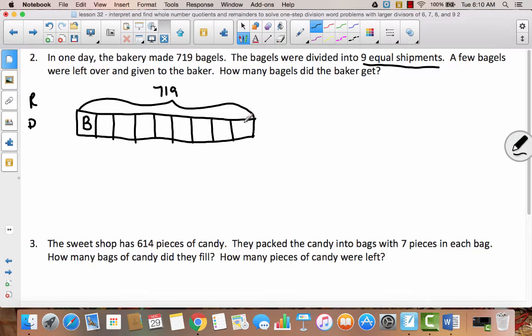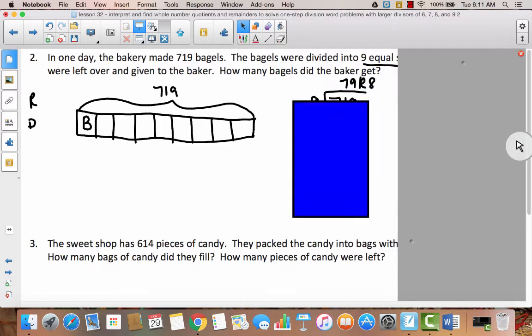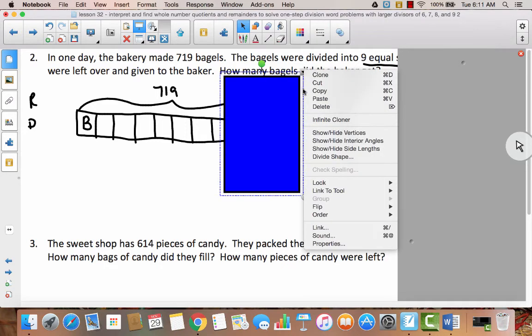I want you to go ahead and finish this problem just like we did problem 1, and then let's come back and check together. Okay, so I knew that if I was going to put this into 9 equal groups, that meant that we were dividing. So I took 719 and I divided it by 9, and that left me with 79, remainder 8.